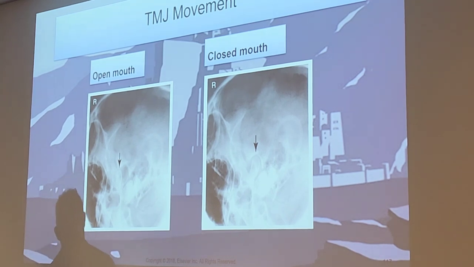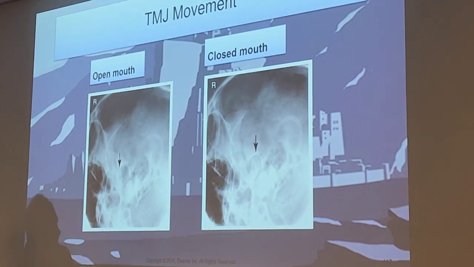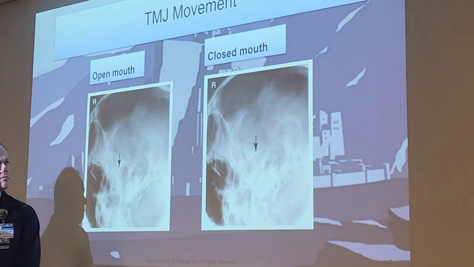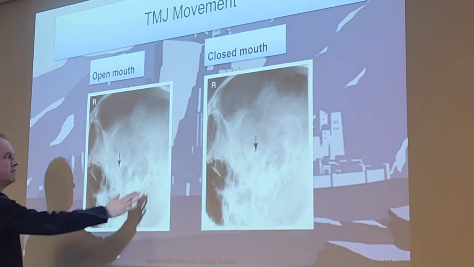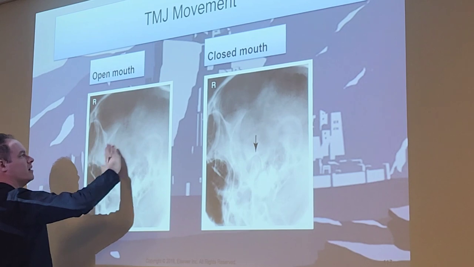Can you identify the calvaria here? The what? Where would the temporal bone be? Temporal right here. Yeah. Frontal here.